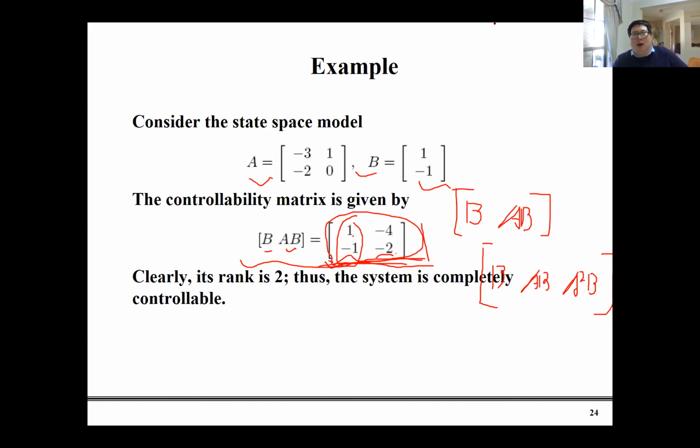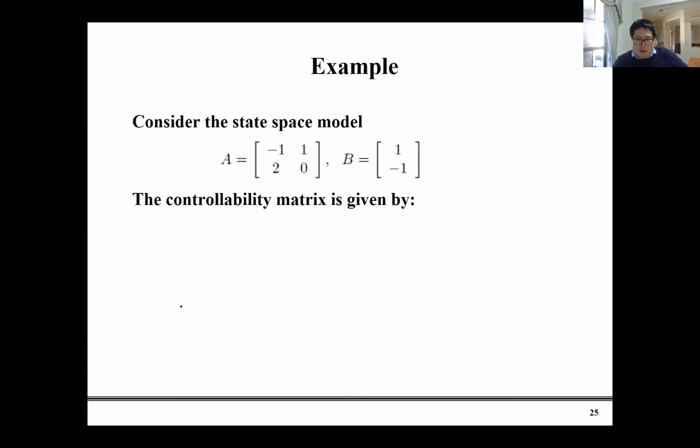So to check the controllability, you first get A and B, then you calculate the controllability matrix, and then you check the rank of the matrix. If the matrix has full rank, then the control system is controllable. Then you can use state feedback control, and you can use pole placement to make it stable. All right, so that is one example.